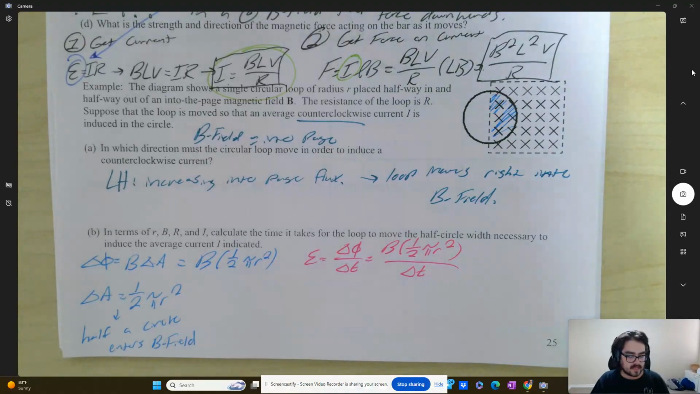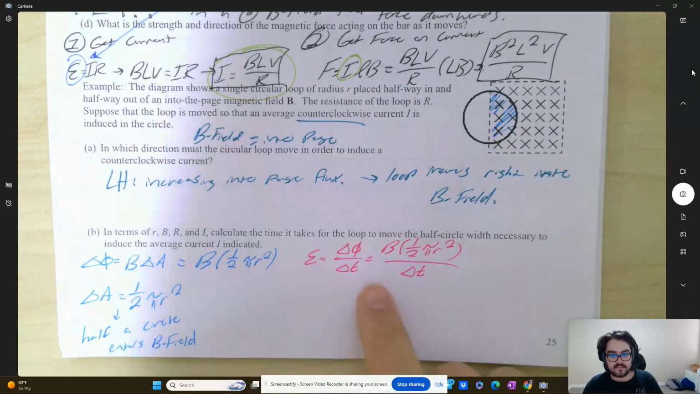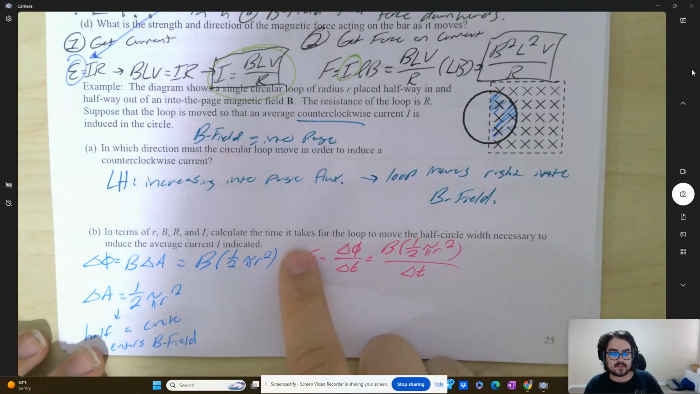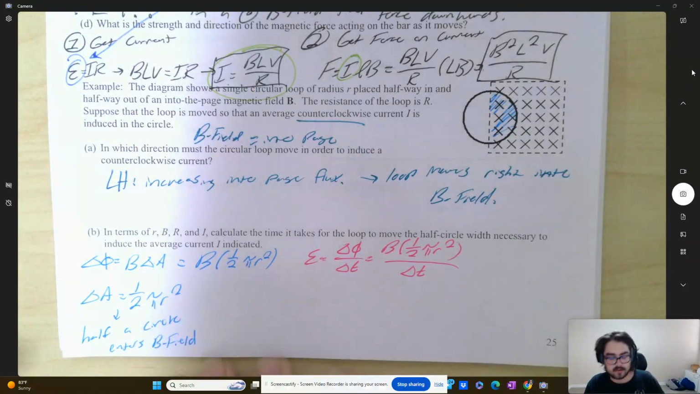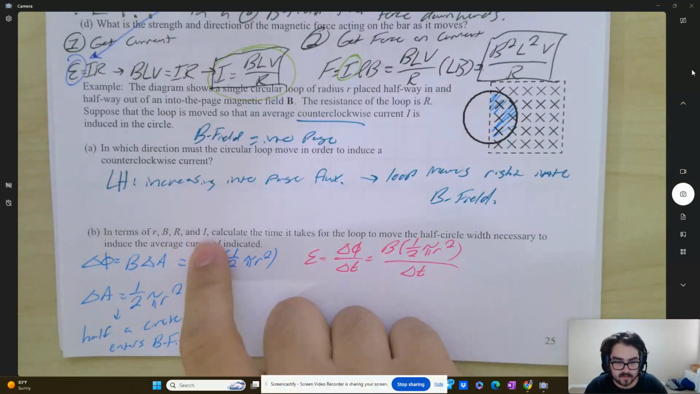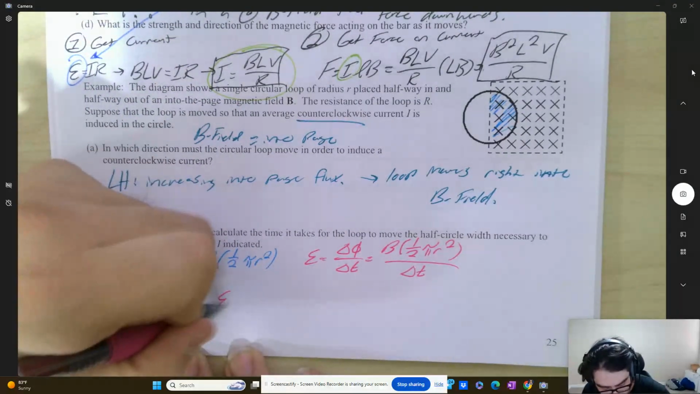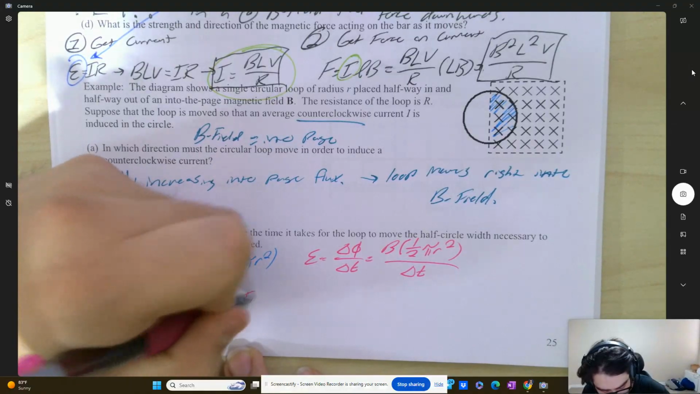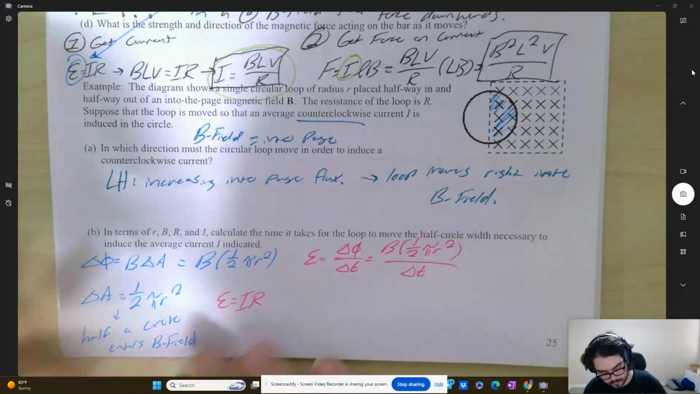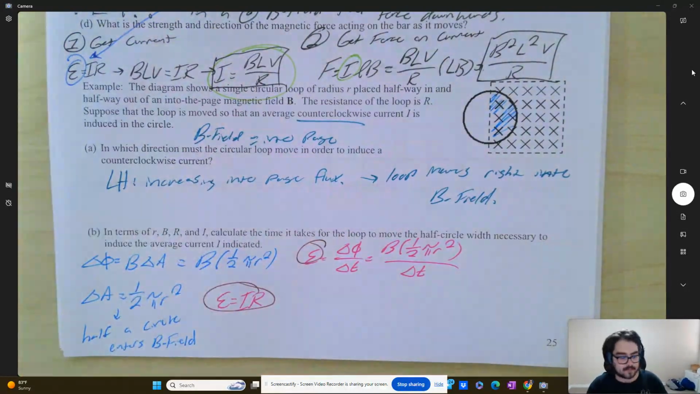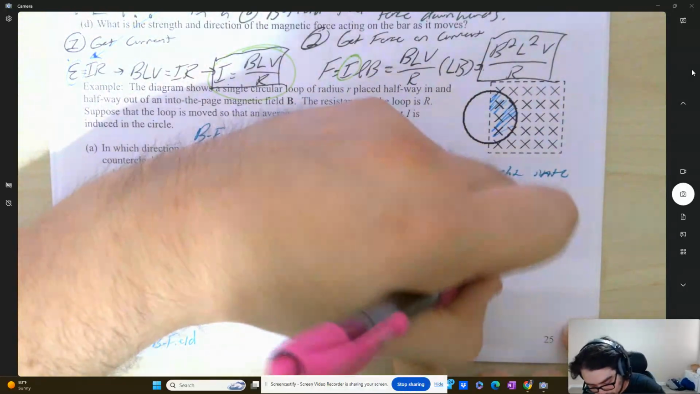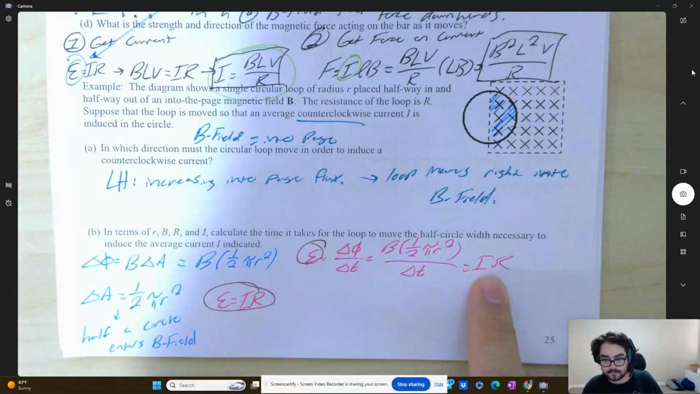And you should also recognize that we actually can figure out what the current is. We're trying to figure out the time it takes to induce the current I. We can't have the current in here. Epsilon is not on our permitted variables, but we can express epsilon in terms of our permitted variables. So let's take that expression and plug it in for epsilon up here. So you end up getting this new expression where we're setting this whole thing equal to I times R.